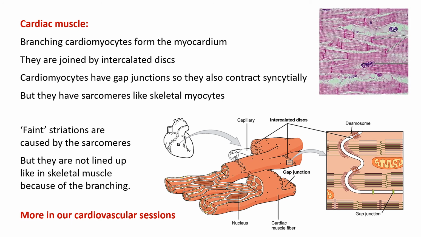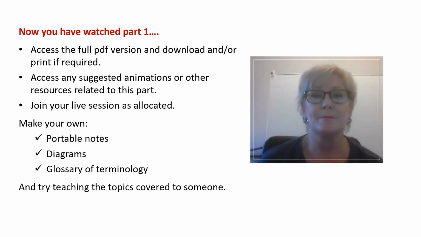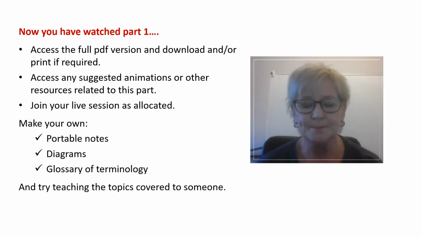As we said, the faint striations, of course, are caused by the sarcomeres that are very, very clear in skeletal muscle because they're all nice and parallel and packed together. Here, they're not lined up because of this branching arrangement. So the striation appears faint. So that was part 1 of our tissues and muscle topic.